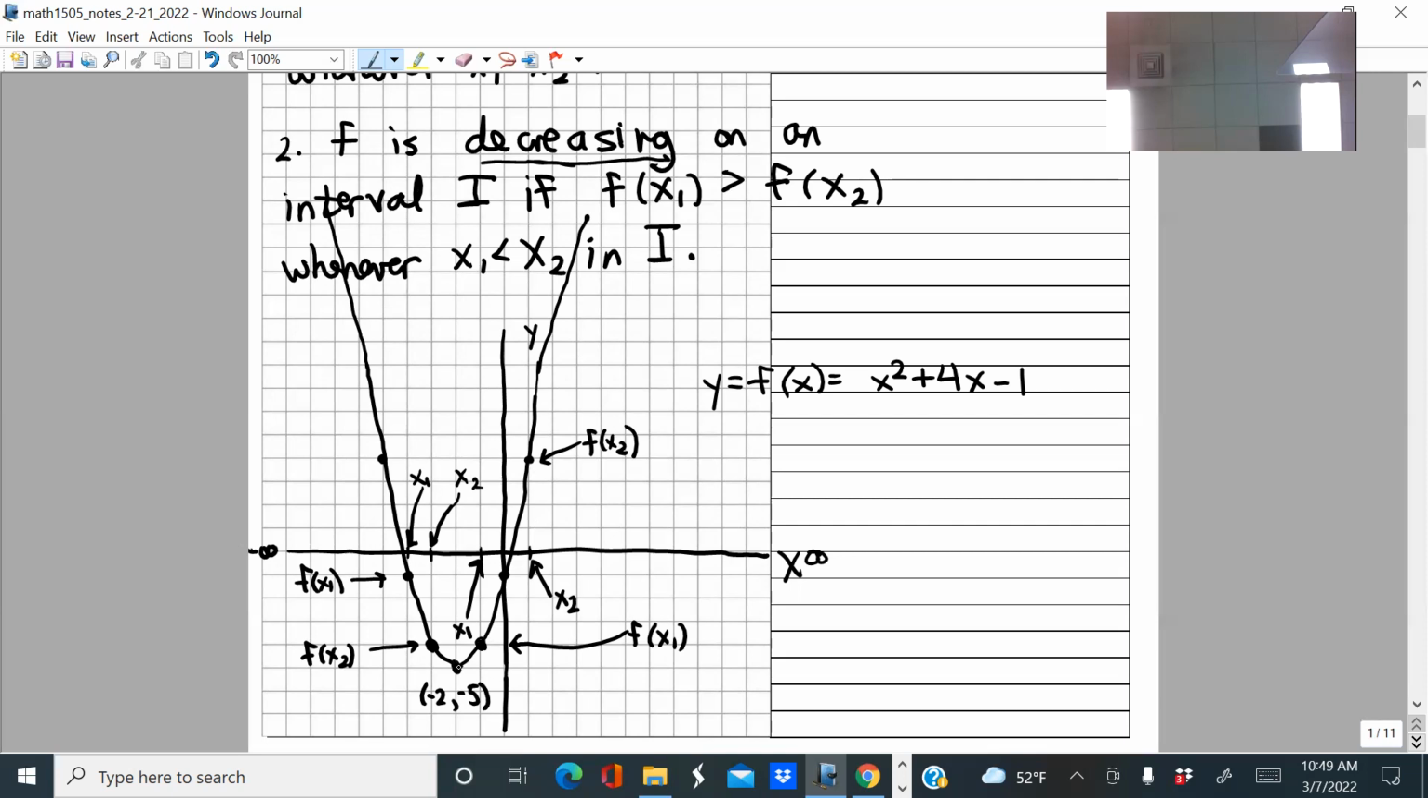So starting here at this point on the curve, which happens to be (-2, -5). If you plug -2 into this formula, you'll see the matching y value is -5. Starting at this point, as x is increasing, the y values are also increasing. As you're going from left to right on the x-axis, the y values are also going up. So that piece of the function, that piece of the curve, we say is increasing. All right, so it's just that easy.